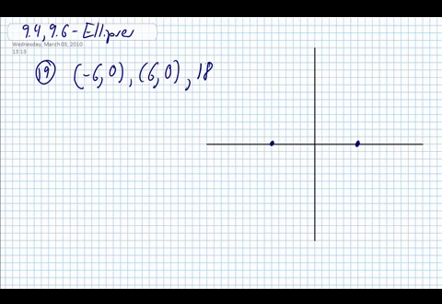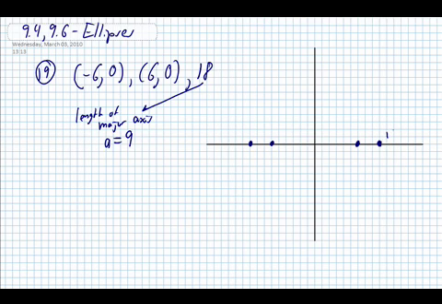Well, focal radii is the radius that goes through the focus. The sum of focal radii is the same as the length of the major axis. You see that and you're like, oh, why didn't they just say that? Sorry. The major axis length is 2A, and A in this case would be equal to 9, because 9 is half of 18. So let's plot 2 points a little bit further out.